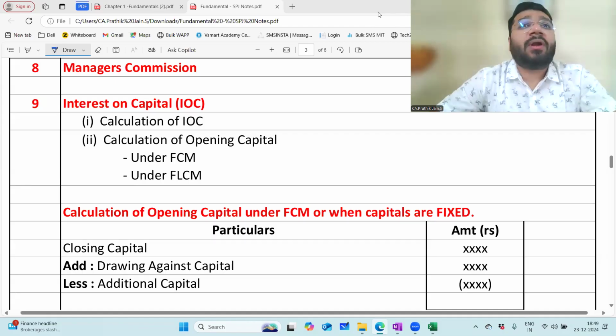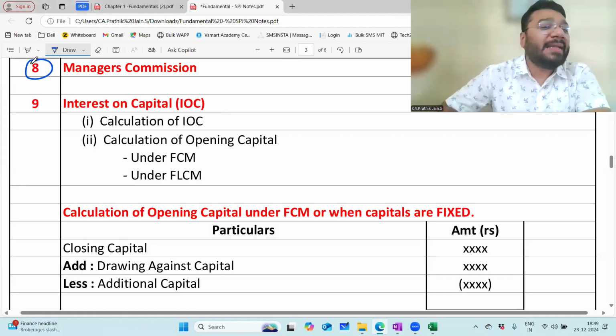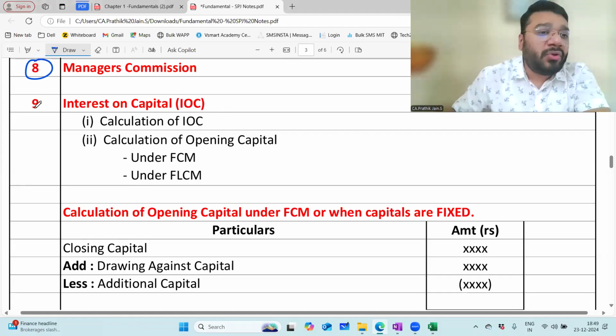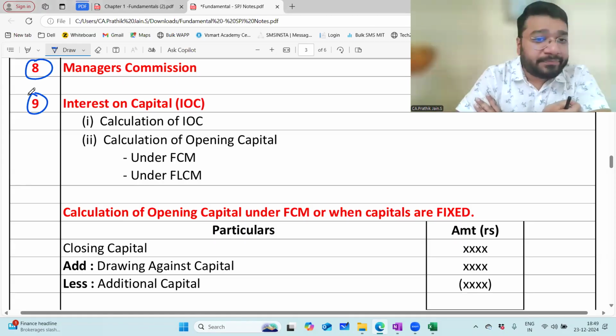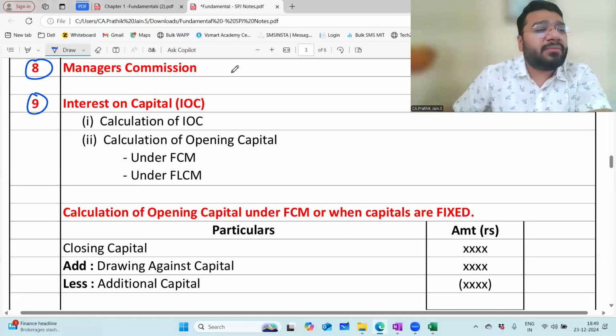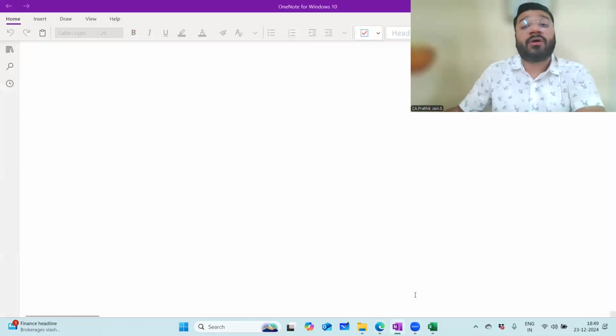So, guys, we're doing this chapter called Fundamentals of Partnership, and we are in the revision series. In the last class, we completed our discussion on managers' commission, and to a major extent, we have completed our discussion on the concept of interest on capital as well. For managers' commission, there's nothing much to revise; it's more about working out the sums to get clarity. However, we can do a quick revision on interest on capital.